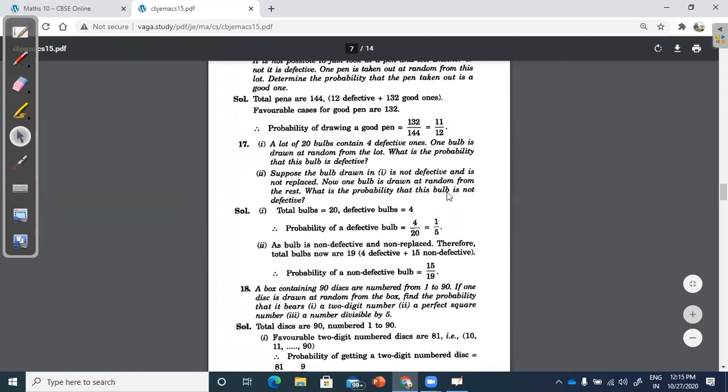Now what is the probability that the bulb is not defective? That means you have to find the probability of a good one. So 4 are defective out of 19 still, because the good bulb out of 20 was removed. So out of the 19, 4 are defective, 15 are non-defective. So the probability of getting a non-defective will be 15 upon 19, right?